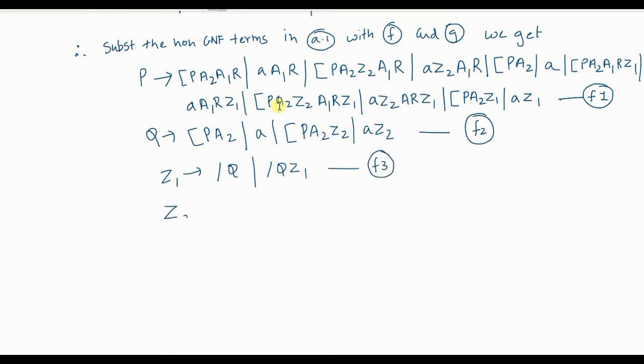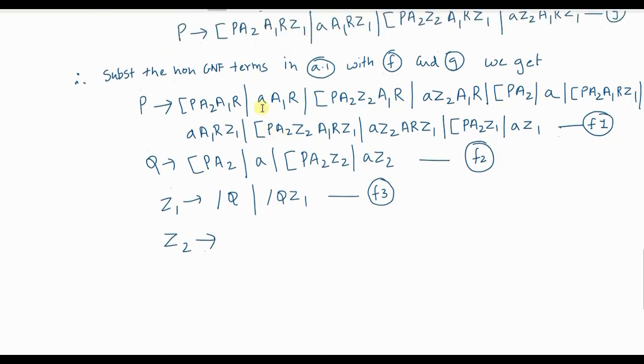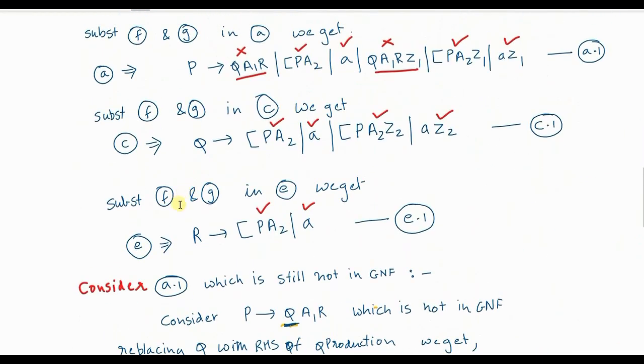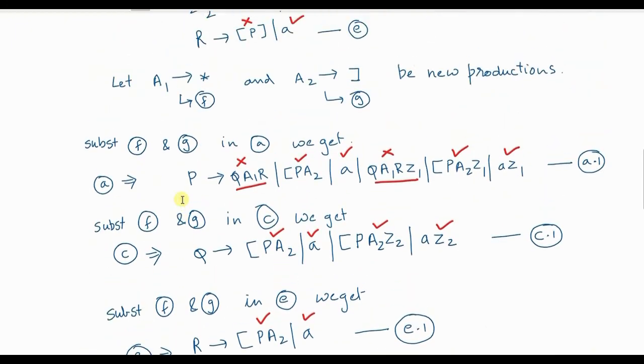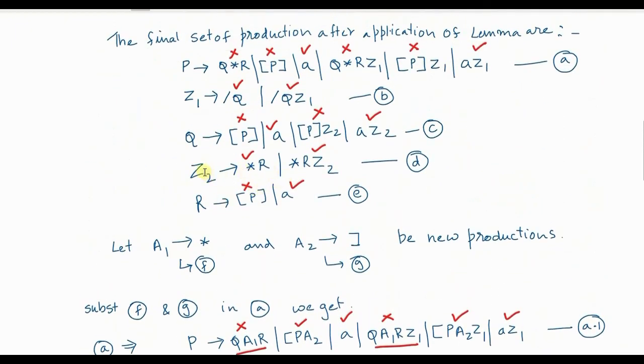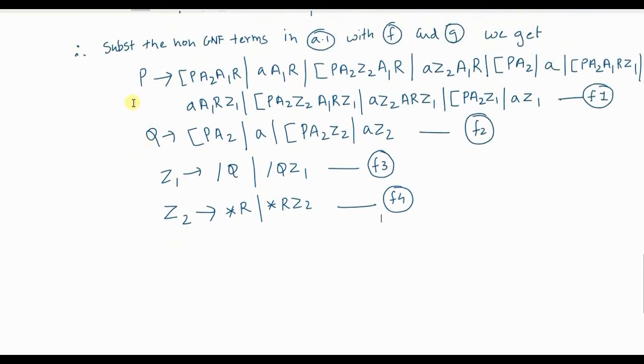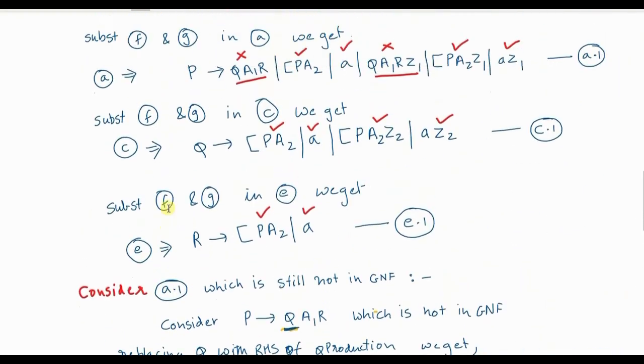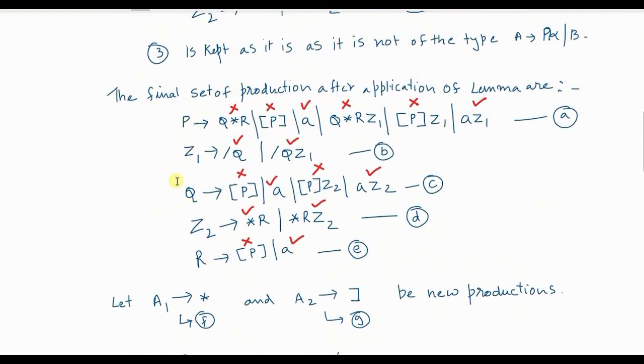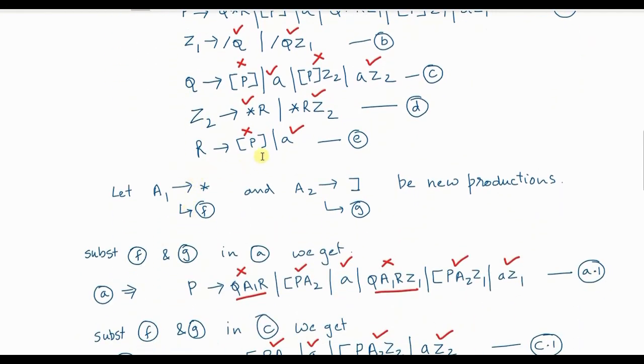Similarly, what is Z2? Z2 also did not change. So Z2 can be written as Z2 gives star R Z2. This will be final 4, F4. So I have written this here. You should not miss anything. P production, Q production, Z1, Z2 production. Was anything else remaining? P, Q, Z1, Z2, and the R production has to be written.